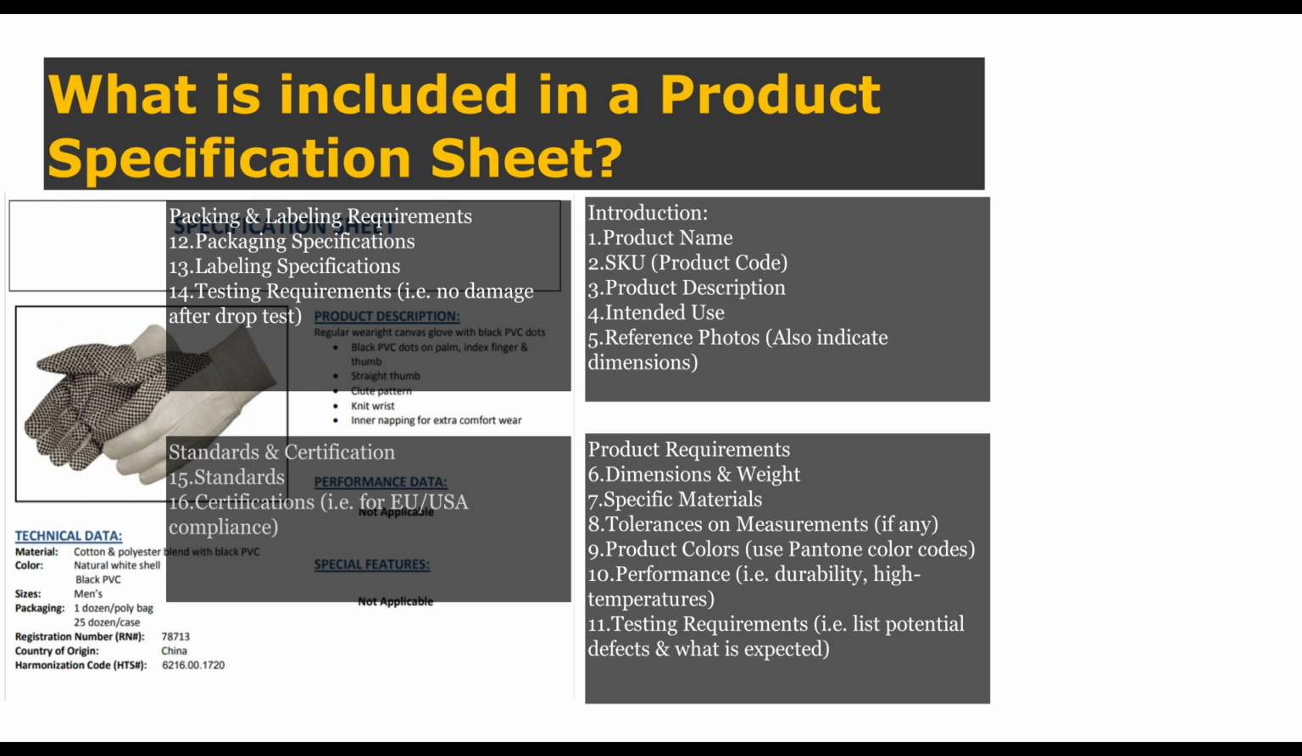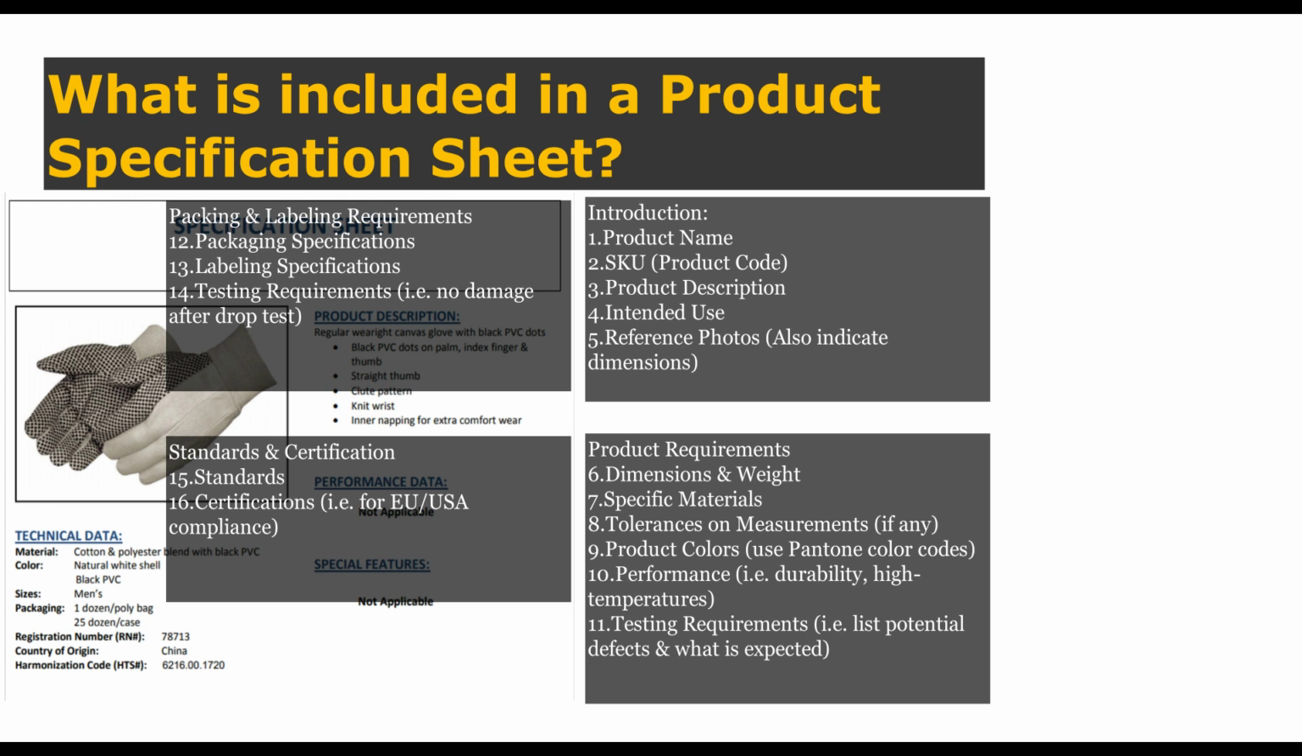Followed by this part, you can also include the standards and certification part. Here, you can list out whether you have some requirements for the standards or certifications, such as the EU or USA compliance. And in the last part, which could be an optional part, you can list whether you have some special instructions, for example, whether you want a personal logo on the product.